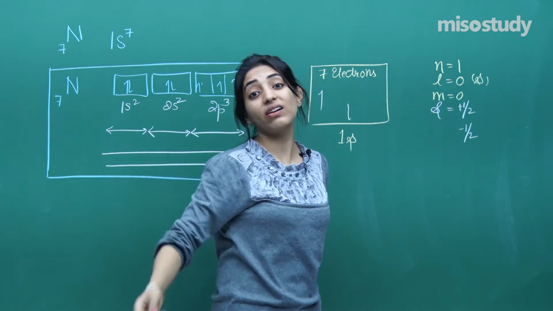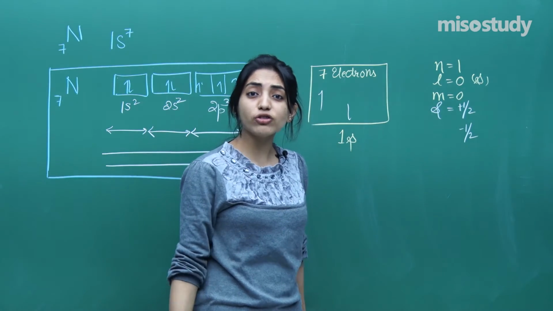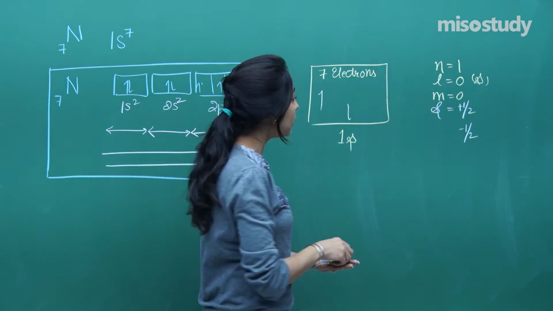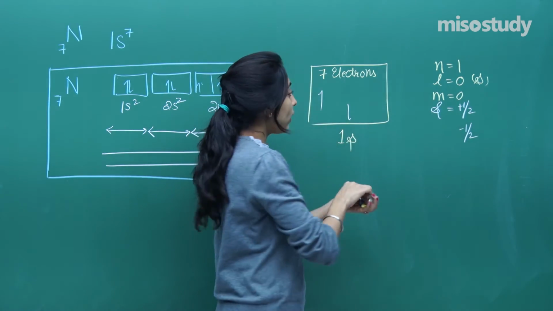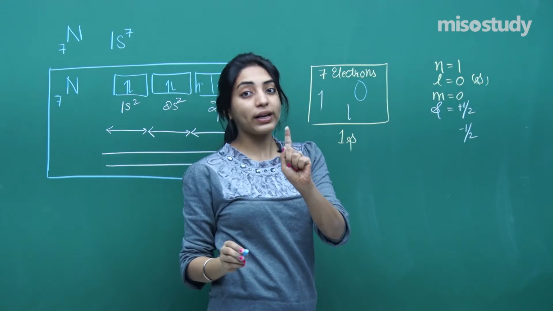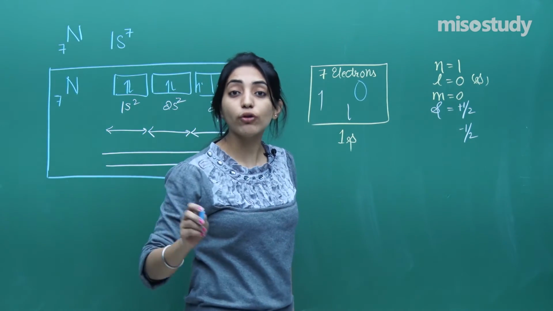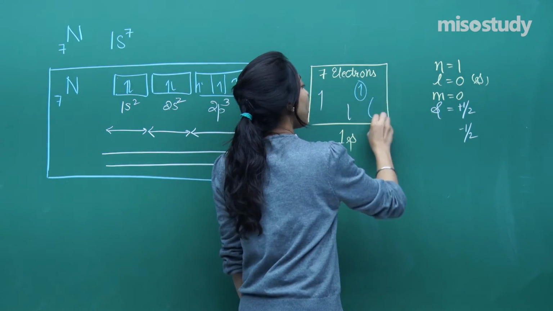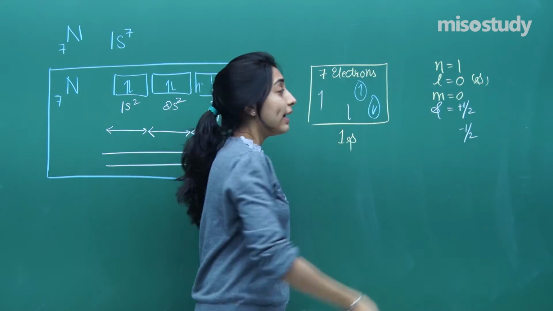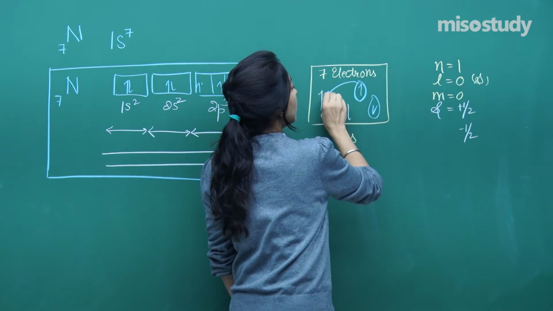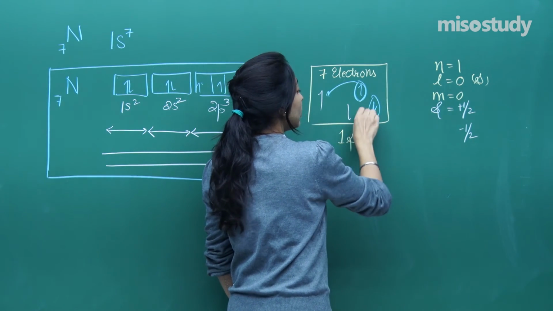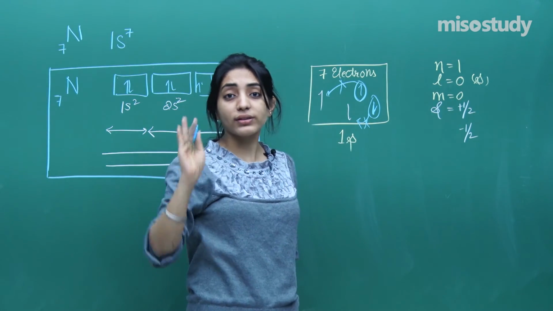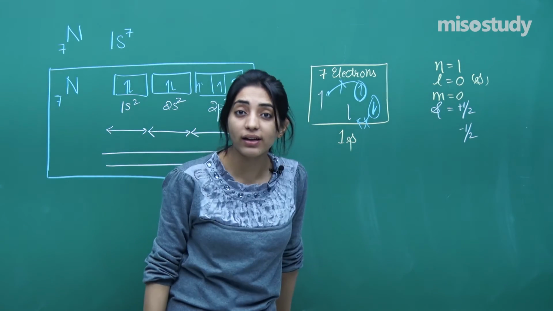What should be the third electron? The third electron should be having which spin? Because I know according to Pauli's exclusion principle, no 2 electrons can have the same set of all the 4 quantum numbers. But I am left with no option. Either I have to draw plus half or I have to draw minus half. If I draw plus half, it will match here. If I draw minus half, it will match here. And thus, we can say that no more than 2 electrons can be present in any orbital.